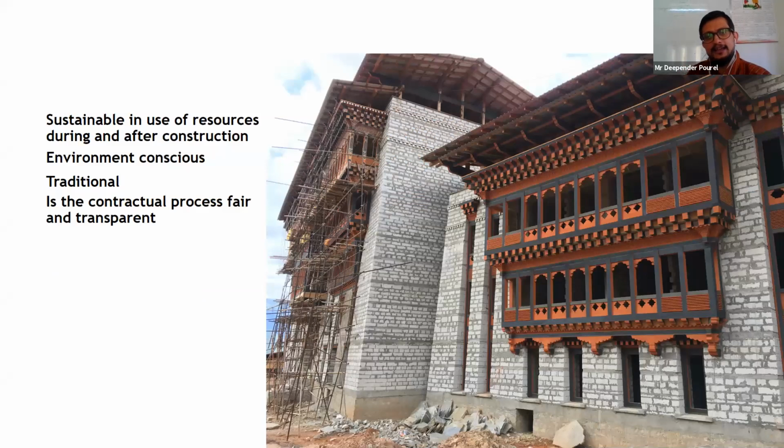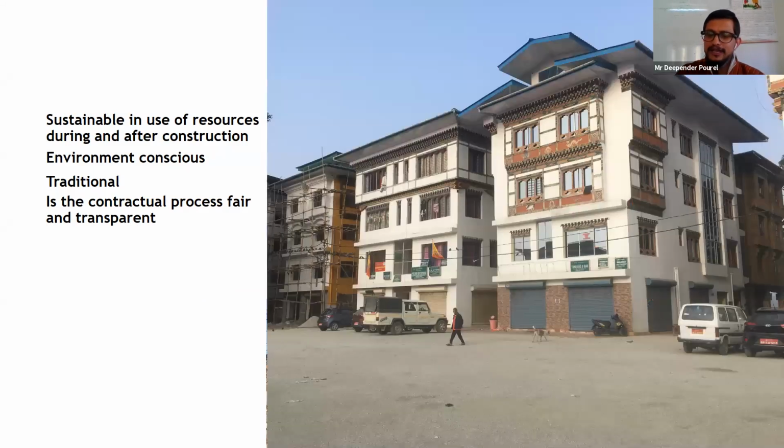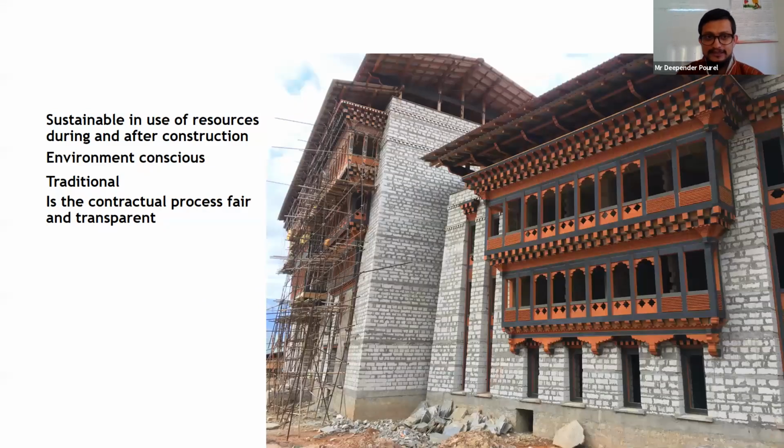Let's look at an example here. To the right, you see a building. Yeah, it could be this, or it could be that. Both of these are buildings in Bhutan, right? So it's about architecture and the sustainable use of resources, not only during construction, but after construction, and during the design process as well. And architecture that is environmentally conscious.